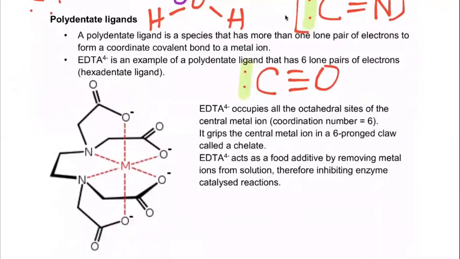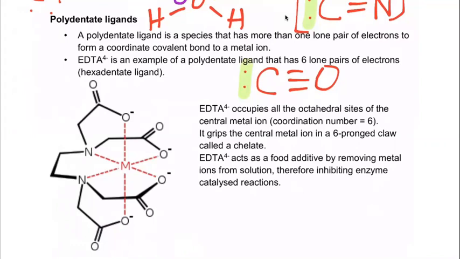All right, so there's a special category of ligands. They're called polydentate ligands. So poly meaning many, okay? And so a polydentate ligand is a special species, and it has more than one lone pair of electrons to form a coordinate covalent bond. And so the most common example is this substance called EDTA, and EDTA is just the shortened version of its name because it's a really long name. So EDTA with a 4- charge is a really common example, okay?